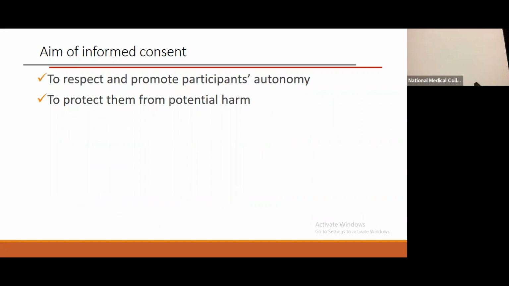So the aim of our informed consent is basically two: we want to respect and promote patients' autonomy, and we also want to protect them from potential harm. One, we should not design studies where there is likely to be a lot of potential harm, as we discussed yesterday about the 3 liver biopsies. As somebody said, a fibroscan may be a good surrogate marker, so should we really do liver biopsies? First we debate among ourselves before we finalize our protocol, and then let the patient also debate and think: this is this much of harm, am I ready to take it or not?